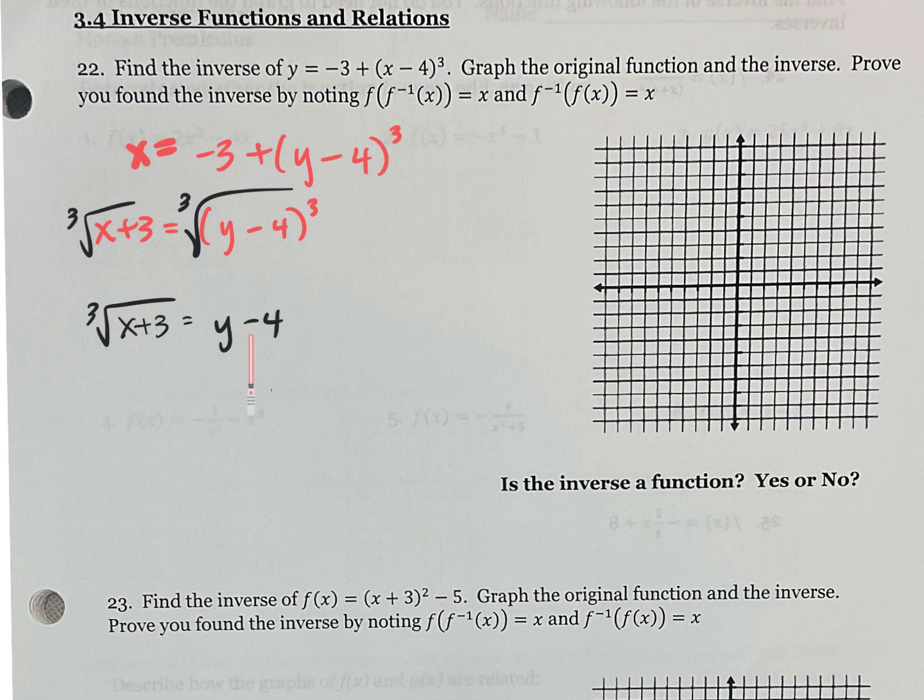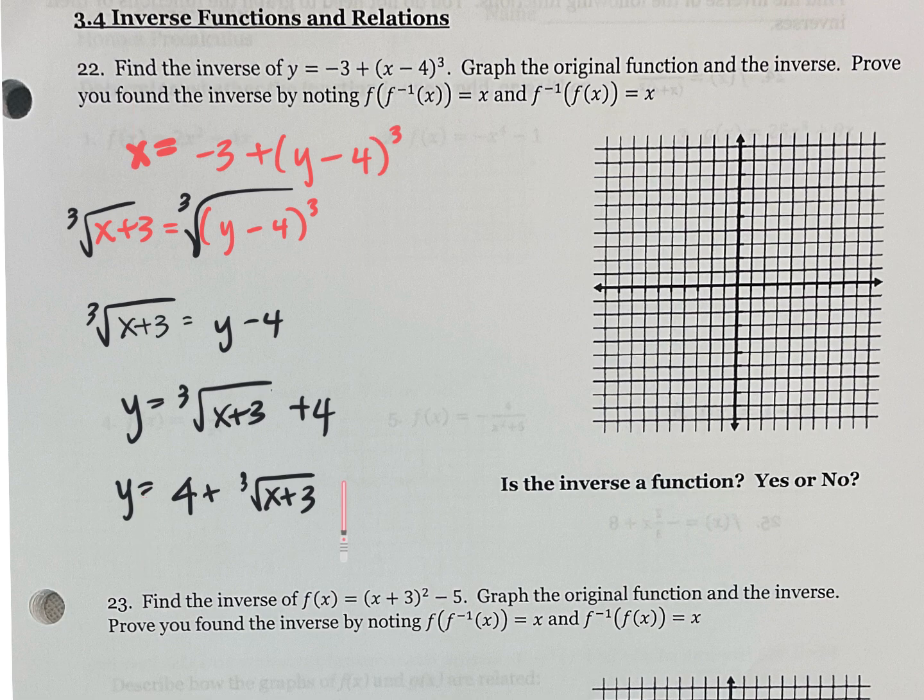Do I need to have a plus or minus here? No. Not with an odd root. But if it was a square root, we better have a plus or minus. Get my y by itself, y'all. Y equals that cube root of x plus 3, and I'm going to add 4. You could have thrown that 4 in the front, and your answer could look like this, or you could have thrown it in the back. Either way, you found the inverse.